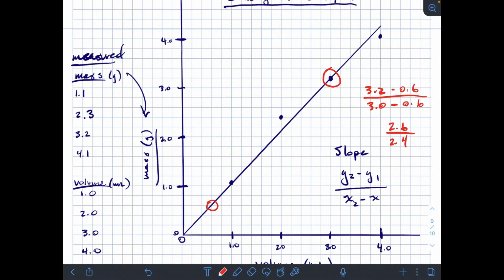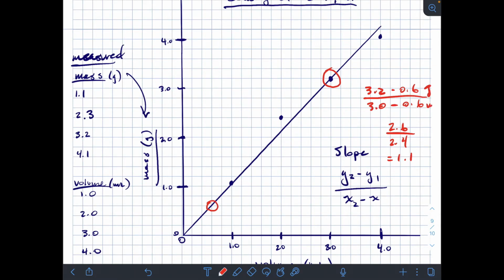So 2.6, let me get the calculator, 2.6 divided by 2.4. So my slope should equal 1.1, and it'll have units. These are grams and milliliters, so my slope will have units of grams per milliliter.